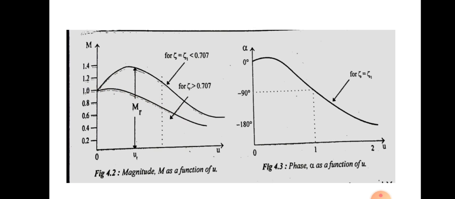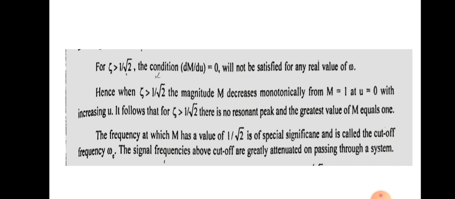For different values of u, that is why it is saying that for epsilon greater than 1 by root 2, the magnitude M decreases monotonically from M equal to 1 at u equal to 0 with increasing u. That means it follows that for epsilon greater than 1 by root 2, there is no resonant peak and the greatest value of M is equal to 1.